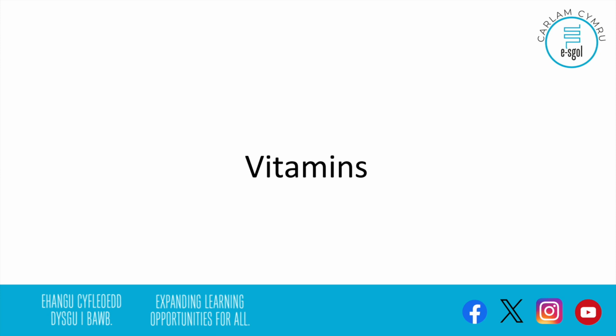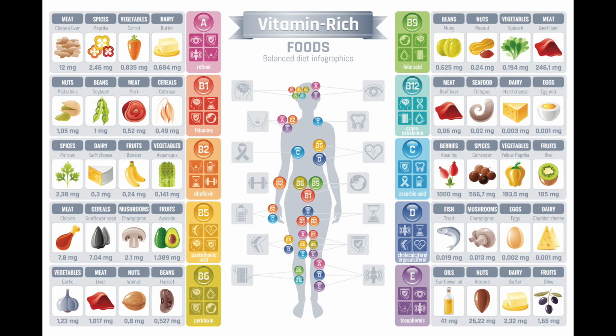Vitamins are needed in small amounts to enable our body to function. There are several different types of vitamin. They are identified by a letter or, in the case of the B vitamins, with a letter and a number. This diagram shows us some of the foodstuffs and the variety of vitamins they contain. It also shows us some of the parts of our body and how those vitamins can impact on our general health and well-being.